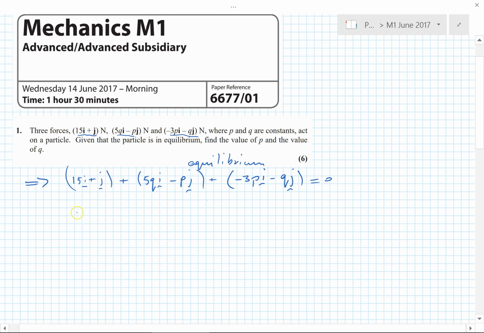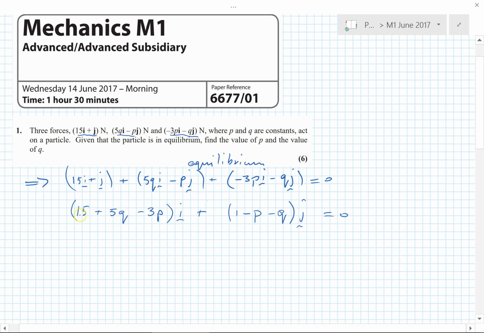So we can collect the i's together. We get 15 plus 5q minus 3p, I. And collecting the j bits together, we get 1 from this one here minus p minus q. Now, of course, if they're equal to 0, then the I and j both have to be equal to 0. So this bit is equal to 0 here.